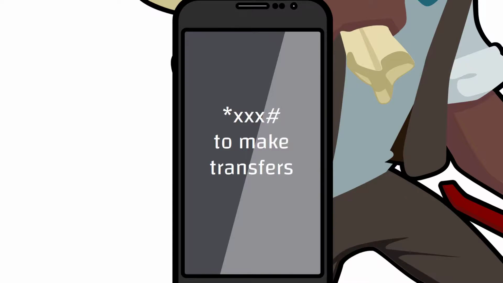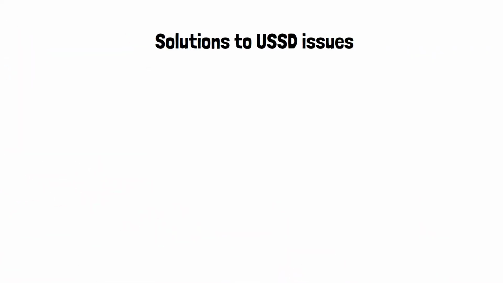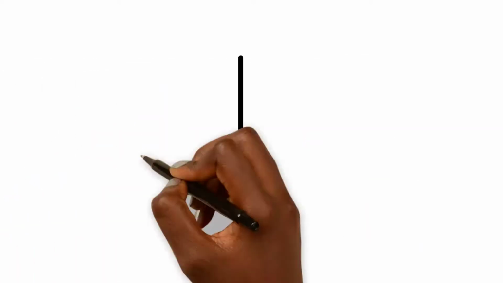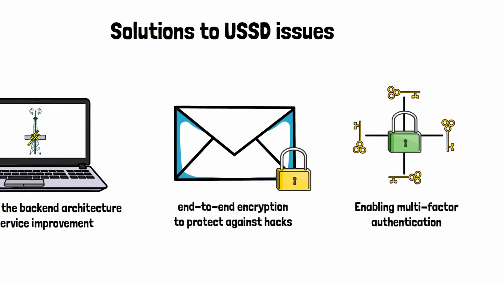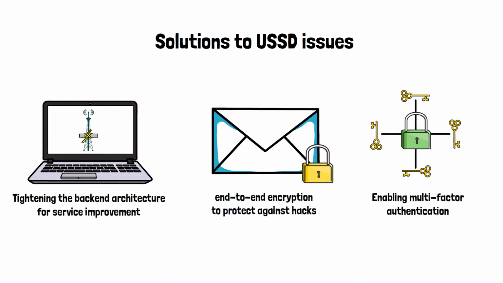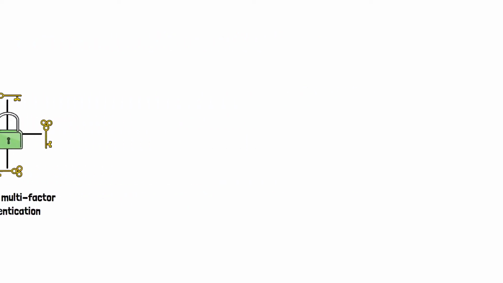That said, there are solutions. Service reliability may be improved by tightening the back-end architecture. End-to-end encryption reduces the chances of USSD sessions getting hacked, while enabling multi-factor authentication makes it harder for anyone other than the owner of the phone to access USSD services. So while USSD has its issues, they aren't insurmountable.